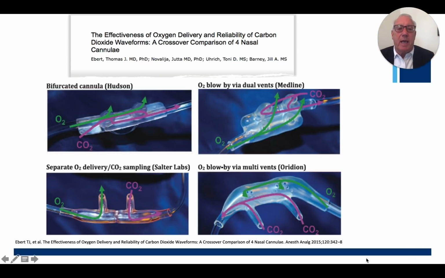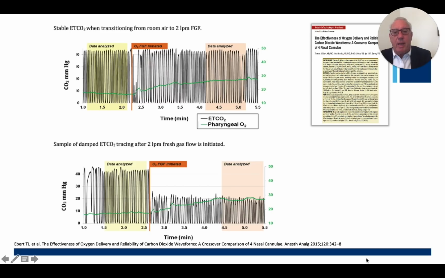And this is what these cannulas look like. You can see the Iridian and this Medline have a separate blow-by, the green arrows, whereas if you look at the Salter, you can see it's in different prongs. And the point they make is oxygen flow on the bottom side. When you start putting oxygen in, it's mixing with your end-tidal CO2, and it can diminish the end-tidal CO2 by diluting it out, depending on the type of cannula.